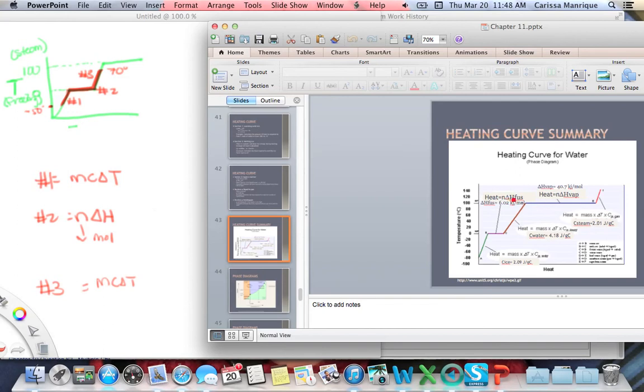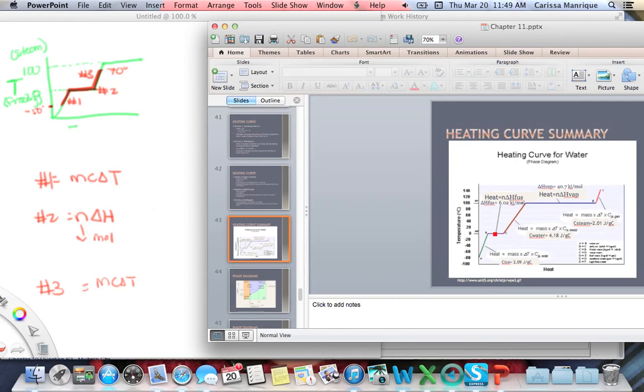So the delta H to convert water into steam is 6.02. But the delta H to go from freezing to liquid, so this phase change here, no wait, this one's 6.02, sorry, and this one over here is 40.7. So the energies are different, again, because they're different energy changes. When you start these problems, you always look at where you're starting, in this case negative 50, so about right in here, in that green area, and I'm going out to 70.